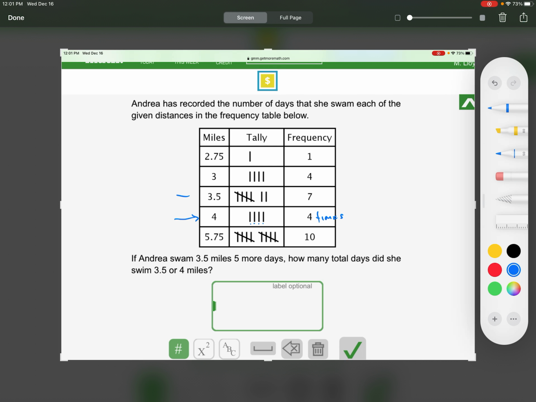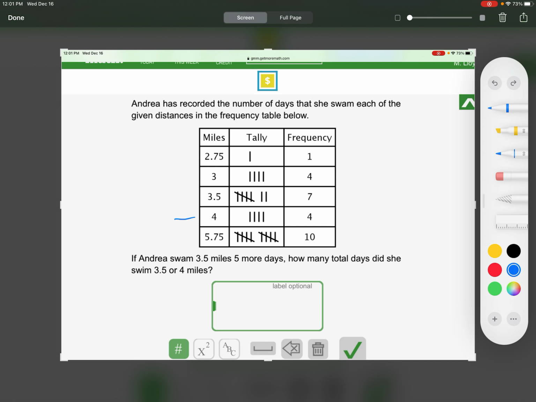That's kind of dumb luck. How many times did Andrea swim 3.5 miles? Well, 1, 2, 3, 4, 5, 6, 7. So she swam 3.5 miles 7 times. So that's how you're supposed to read and interpret this frequency table.